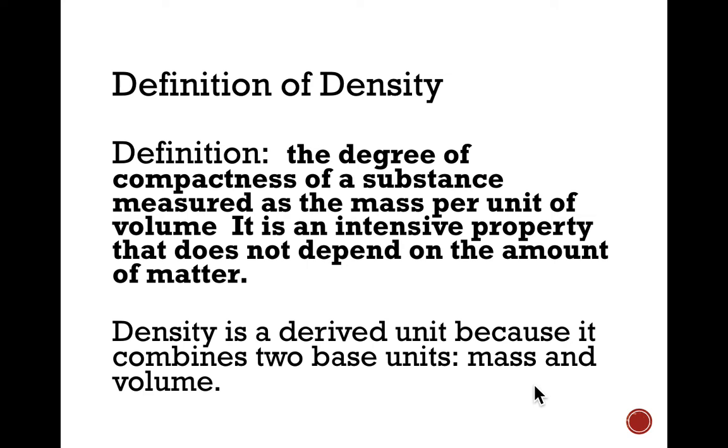So the definition of density is the degree of compactness of a substance measured as the mass per unit of volume. It is an intensive property that does not depend on the amount of matter. Now, density is a derived unit because it combines two base units, mass and volume.